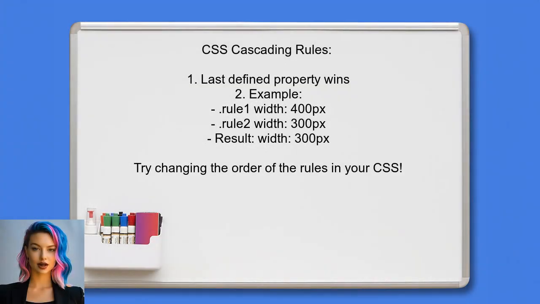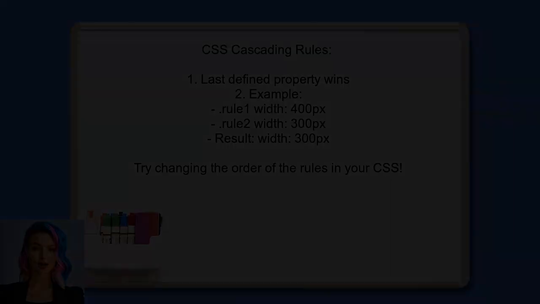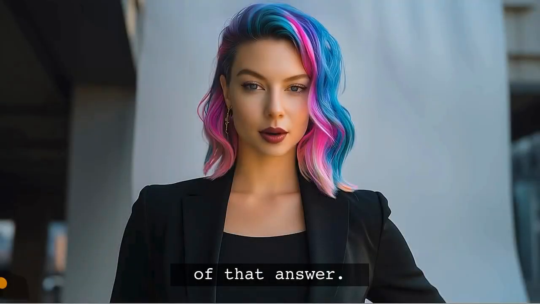This user explains that CSS stands for Cascading Style Sheets. This means that when multiple classes are applied to an element, all rules are considered, but if there are identical properties, the last one defined takes precedence. In your example, the width property from rule 2, which is 300 pixels, will be applied, overriding the width from rule 1. That's the end of that answer.